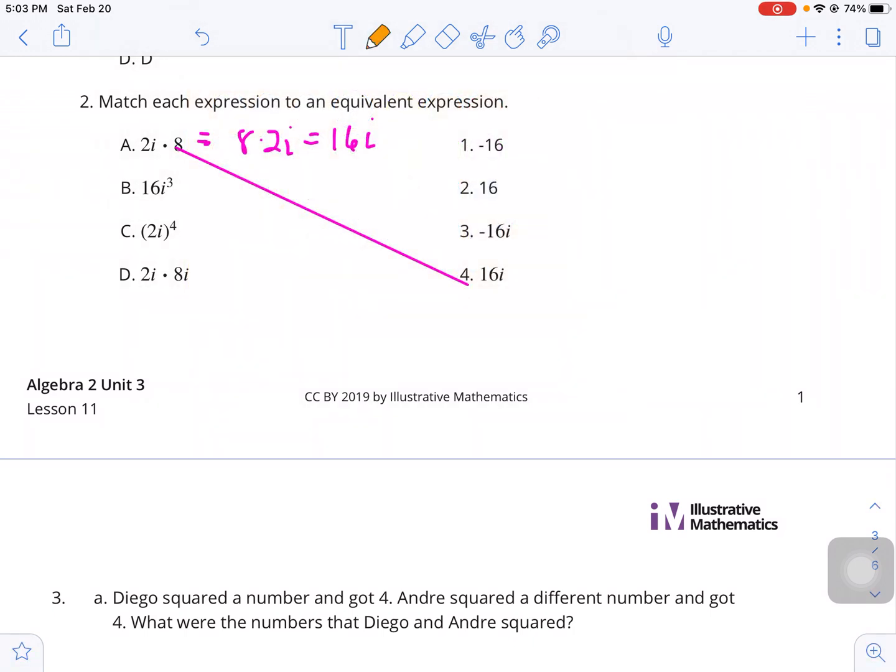The next one, 16i cubed. So I'm going to take 16i and I'm going to break this up into i squared times i. That's the same thing as i cubed. And then I know that the i squared has to be negative 1 by definition. And so I get 16 times negative 1 times i. And so that's negative 16i. So I would match this one up, letter B, with number 3.